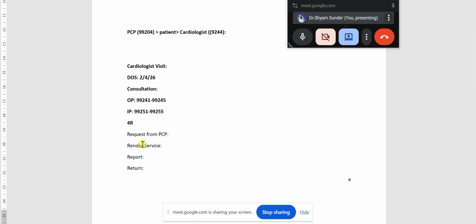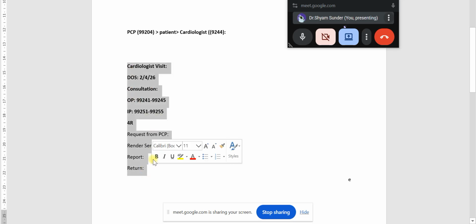After the cardiologist completes the E&M service, he will write the report: thank you for referring this patient. Now the patient will go back to the PCP. So this is the end of the cardiologist visit. Now you assign 99241 or 245, whatever.